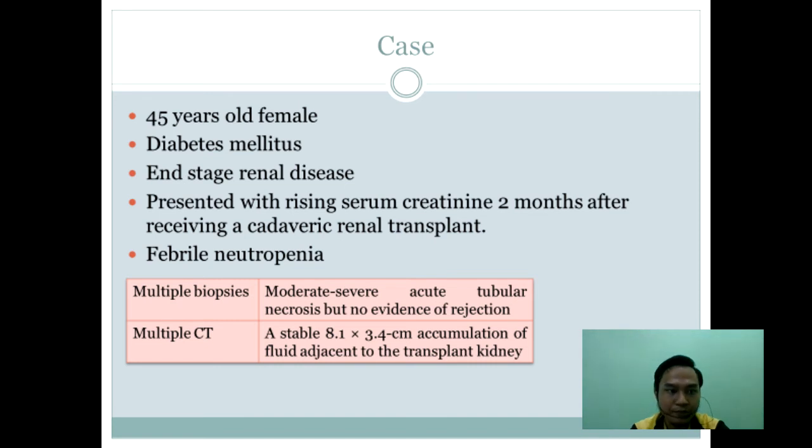rejection. Multiple CT examination of pelvis show a stable 8.1 times 3.4 accumulation of fluid adjacent to the transplant kidney. Then she was referred to nuclear imaging department for further evaluation. The patient needs to do a renal scintigraphy.